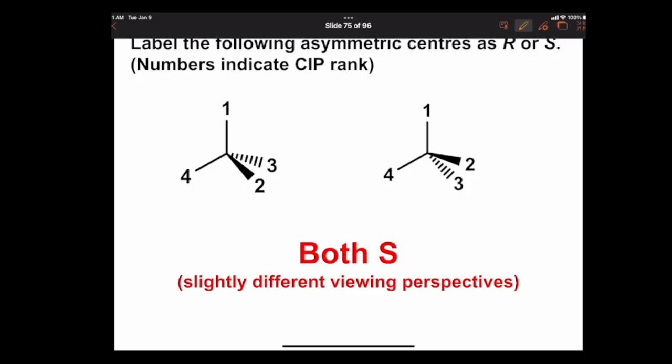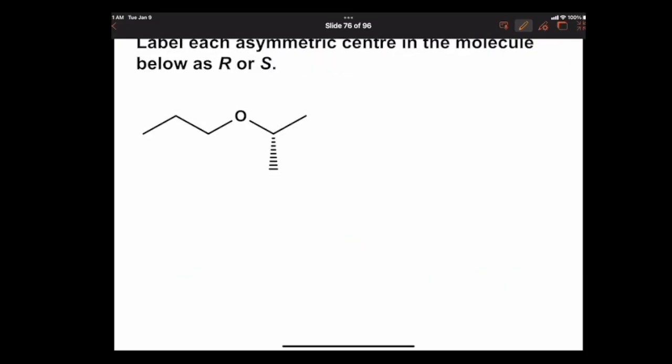All I've done between these two, 2 and 3 versus 2 and 3, is look at it from a different perspective, like this versus this. You're doing just a small rotational perspective change between the two. Number 2 is always towards you. In both cases, 3 is always to the back. The plane of the page is defined by carbon 1 and 4. So it's just an orientation difference, not a change in R and S notation.